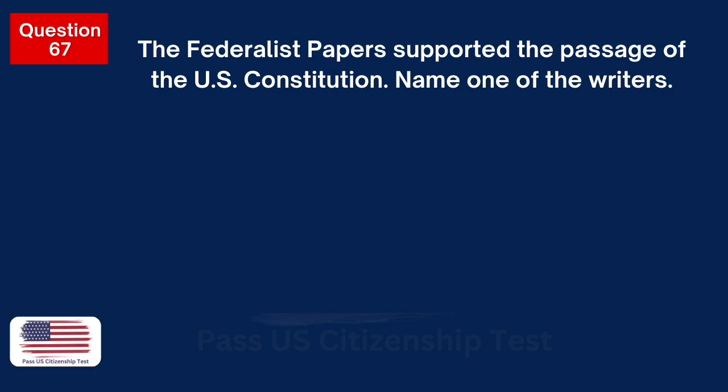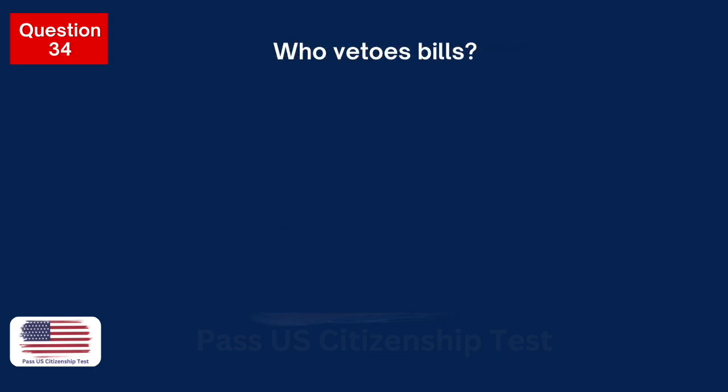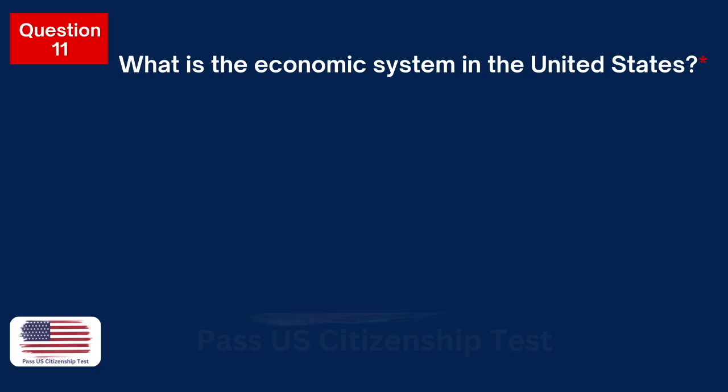The Federalist Papers supported the passage of the U.S. Constitution. Name one of the writers. James Madison. Who vetoes bills? The President. What is the economic system in the United States? Market economy.